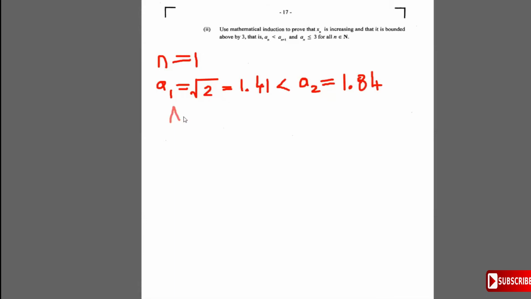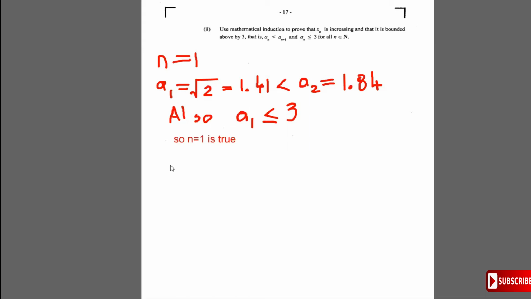Also, a1 is less than or equal to 3, clearly, because if it is root 2, it's less than or equal to 3. And so n equal 1 is true.